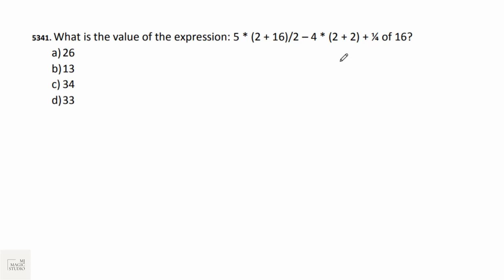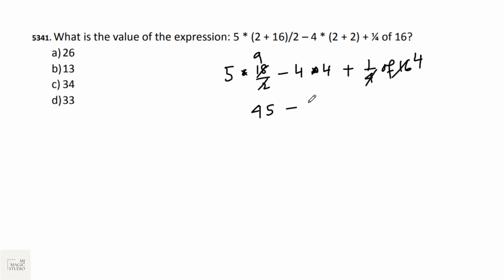Simplification, and we will use the BODMAS rule, which says first use the bracket. 5 into 18 by 2 minus 4 into 4 plus 1 by 4 of 16. Now the 'of' will become 4. Then 5 into 9 is 45, minus 4 into 4 is 16 plus 4. So 45 minus 12 will give 33. So we'll mark option D.